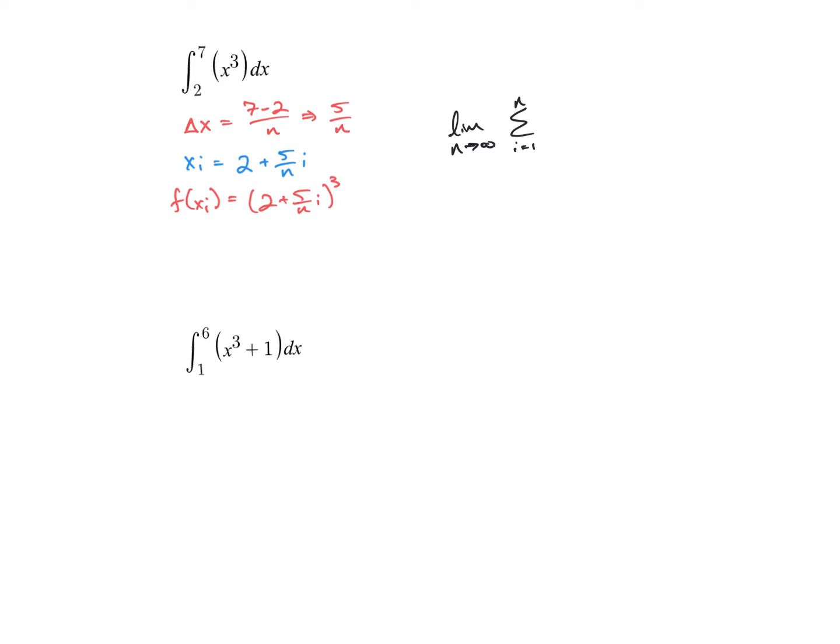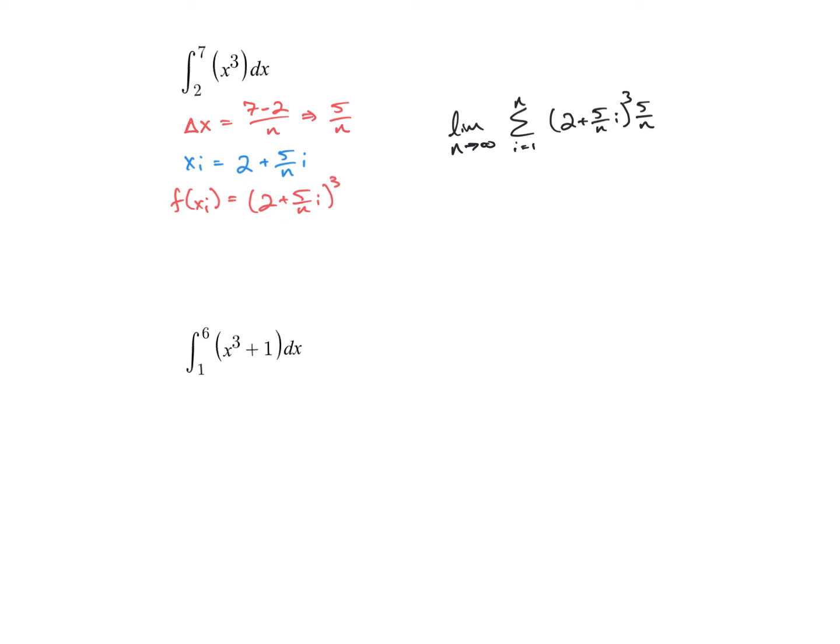And so now I end up having 2 plus 5 over n times i, cubed, times 5 over n. Oh, that's cubed, I'm sorry. And then we're done. So I went from an integral to a Riemann summation. Let's do it again.